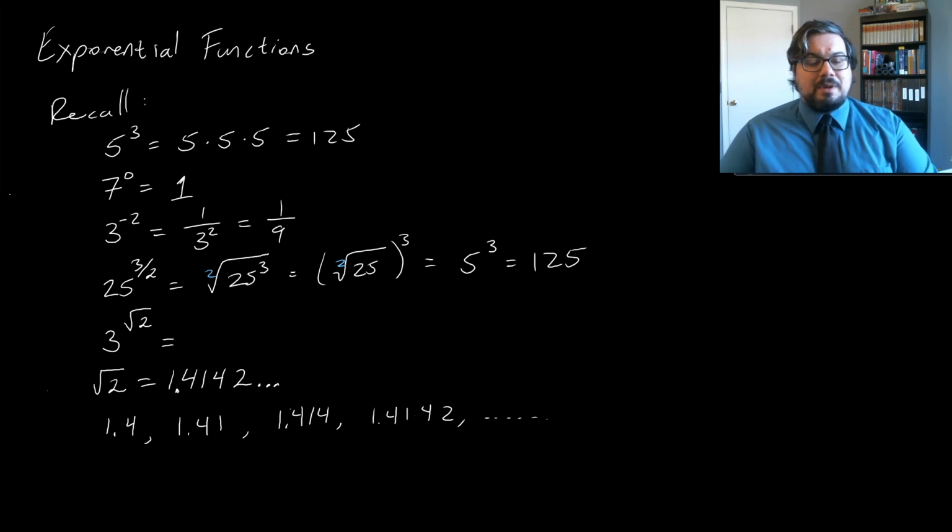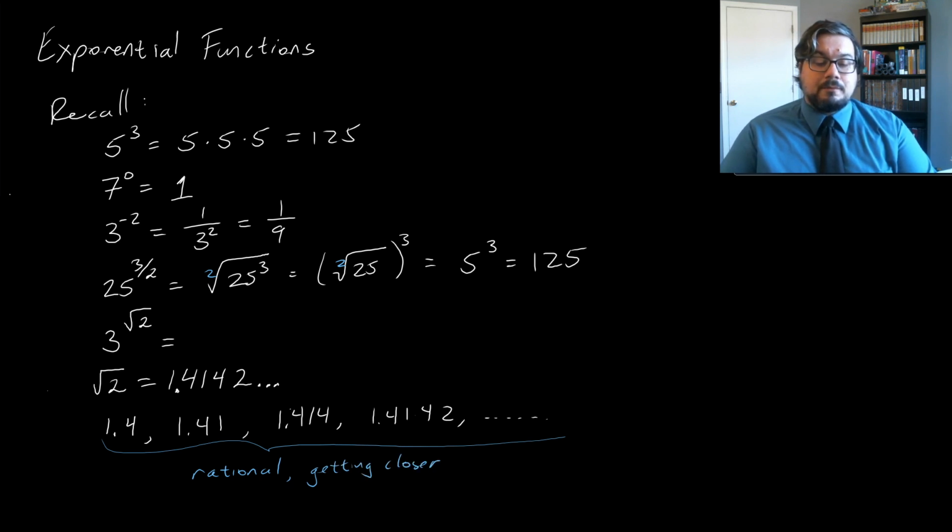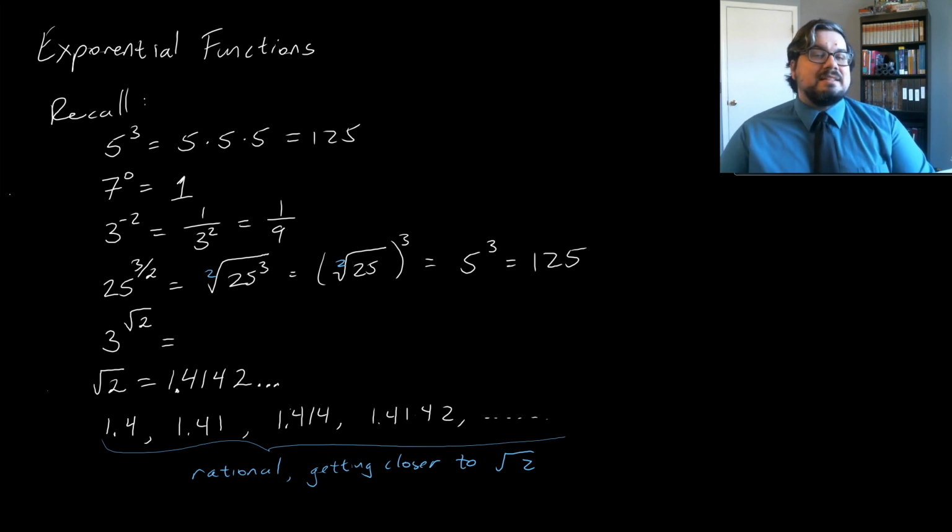And what we see here is that each one of these numbers is rational because their decimal expansion stops, and they're getting closer to the square root of 2. The technical term for this situation is that this sequence of rational numbers converges to the square root of 2. Now, the fact that that helps us determine the exponential actually relies on some pretty powerful theory, which we don't have time to get into here.